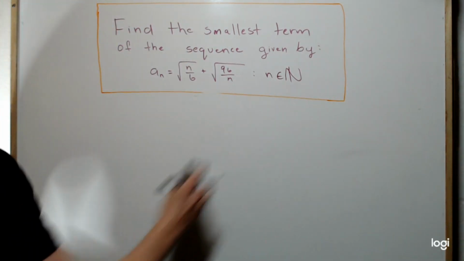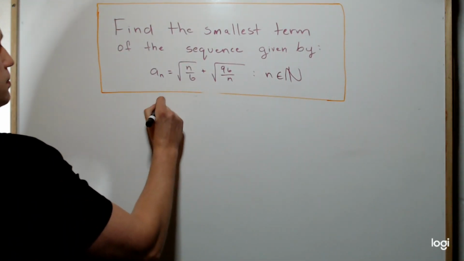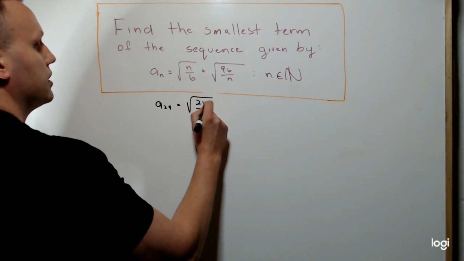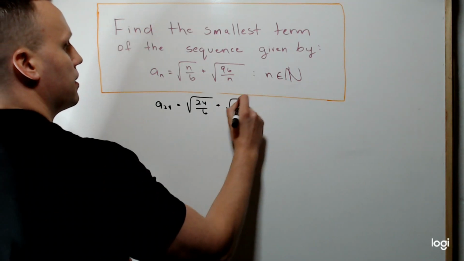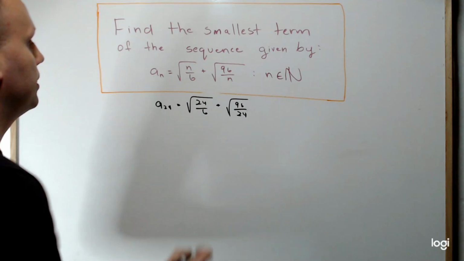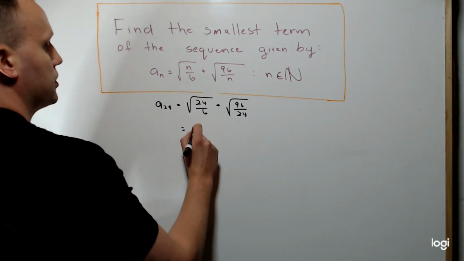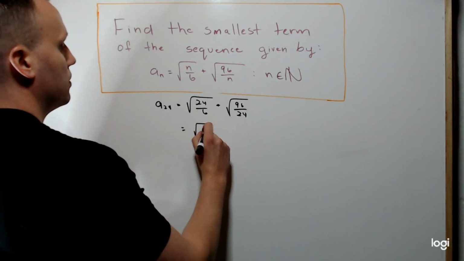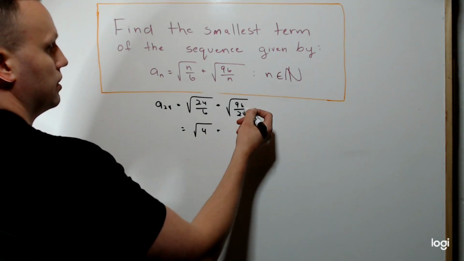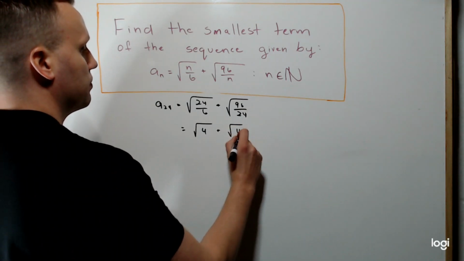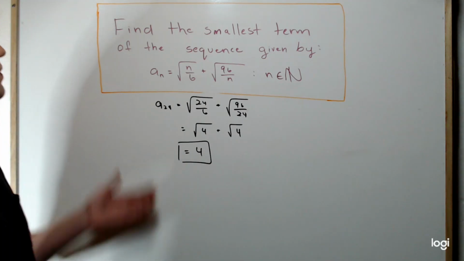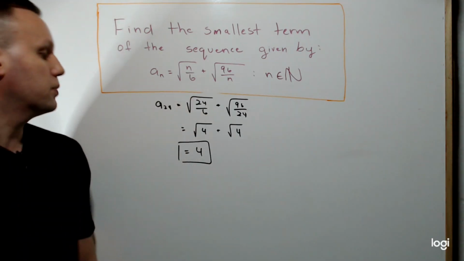So we can finish off the problem by computing the 24th term, a24, which is equal to the square root of 24 over 6 plus the square root of 96 over 24. Okay, we're just putting 24 in for n. And that is equal to 24 over 6 is 4, so the square root of 4, plus 96 divided by 24 is also 4, so another square root of 4. So 2 plus 2 is 4. And there you have it. The smallest term of the sequence in question is 4.